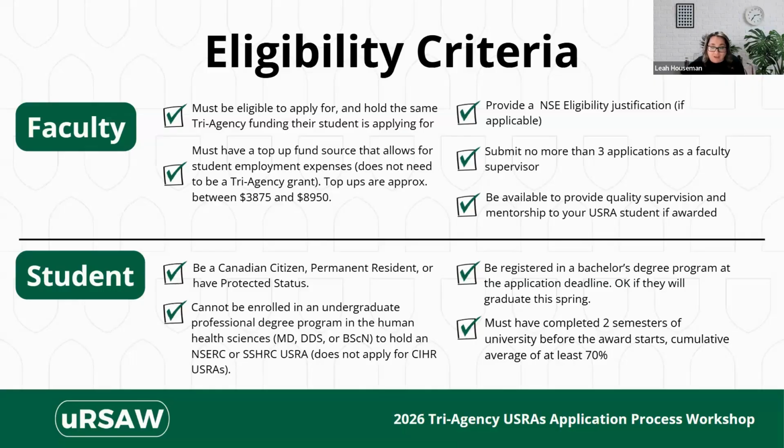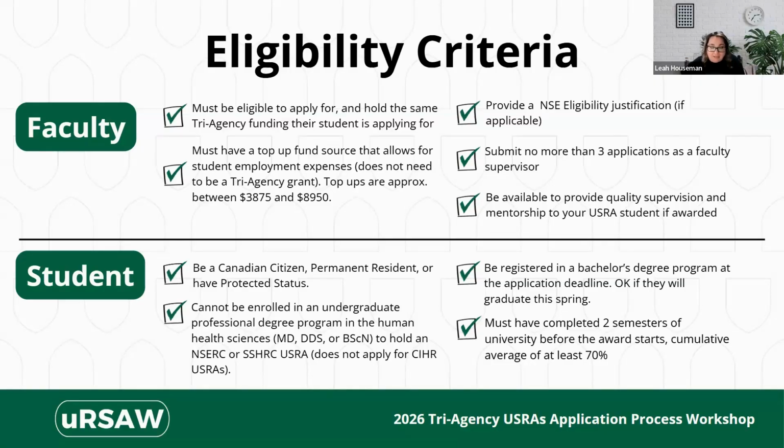They must also have a top-up fund source. As I mentioned, this does not have to be a tri-agency fund. It just has to be any funding source that you have access to that allows for student employment expenses to be charged against it. A faculty supervisor can submit up to 3 applications as a supervisor in a given year.